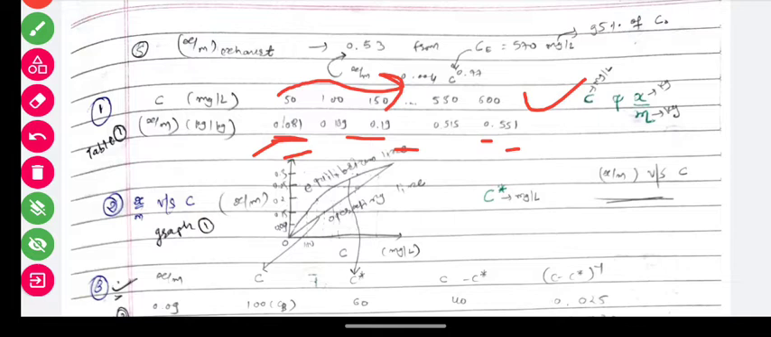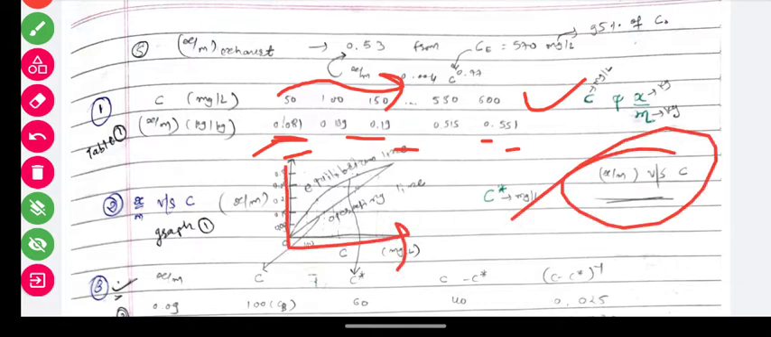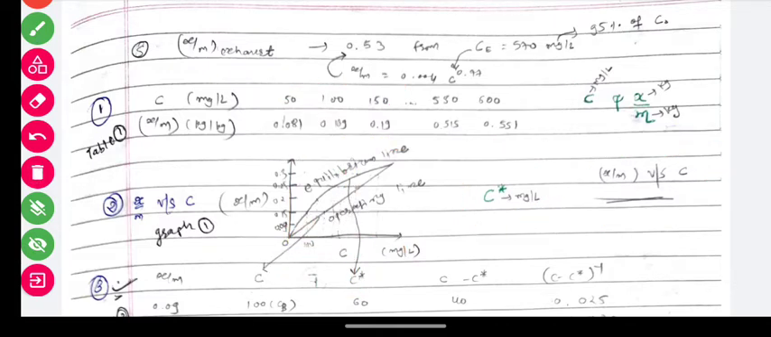From this, you plot the x by m versus c graph. Okay, why are we plotting this? To get the c star value, because we want the c star value. C star value is what? Here, this curved line is c star. This straight line is c. Okay, so you got the c star. So the first table and first graph purpose is achieved.